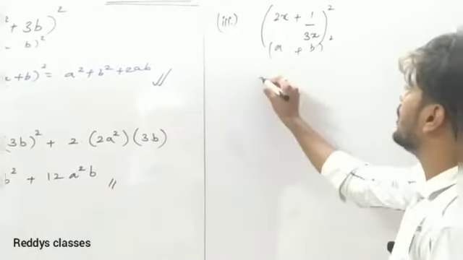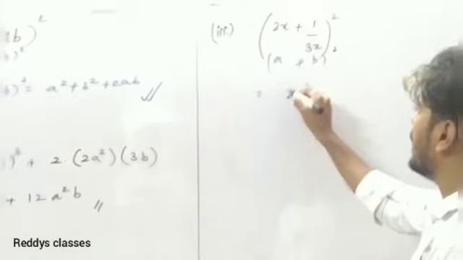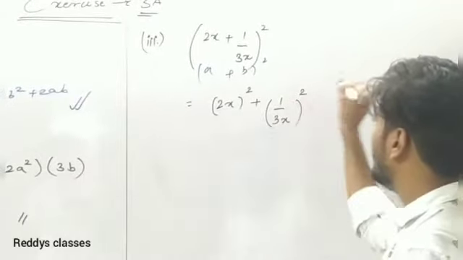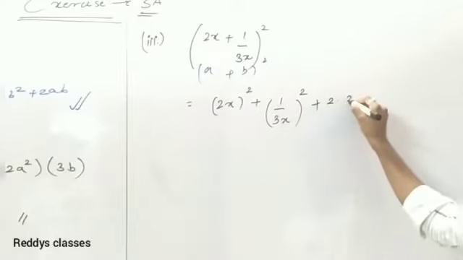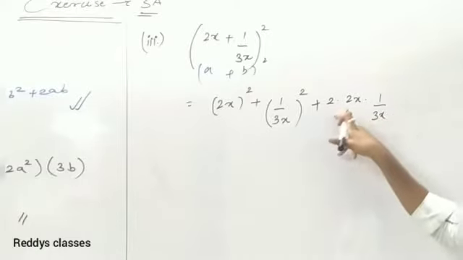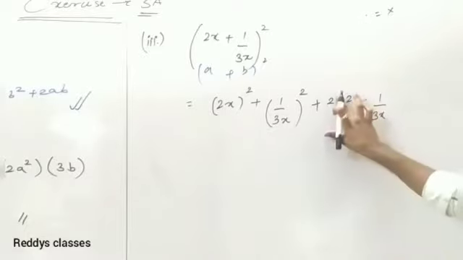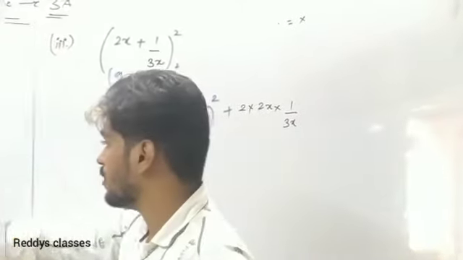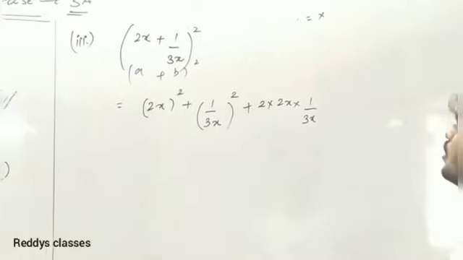Shall I directly solve it? So, a square plus b square plus 2ab. This dot implies a multiply sign. You can write it as a multiply sign also. You can write it like this. Okay, that's it. Now let us solve this equation.